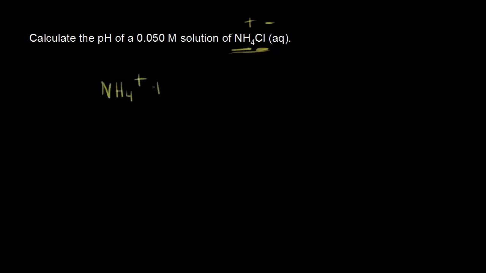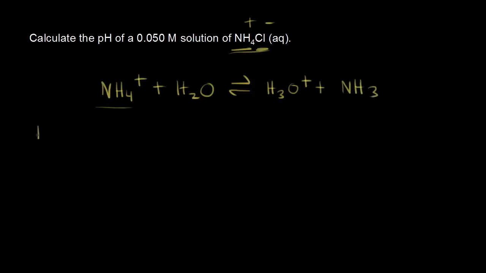So NH4 plus is going to function as an acid. It's going to donate a proton to H2O. So if H2O accepts a proton, that turns into hydronium ions, so H3O plus. And if NH4 plus loses a proton, we're left with NH3.